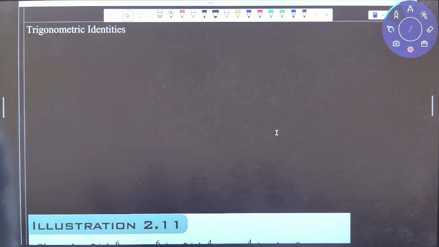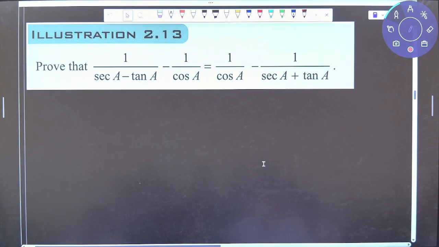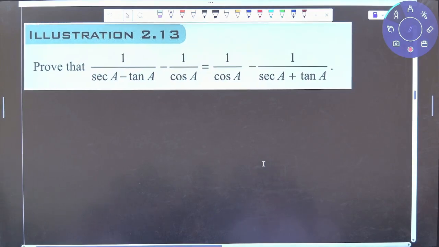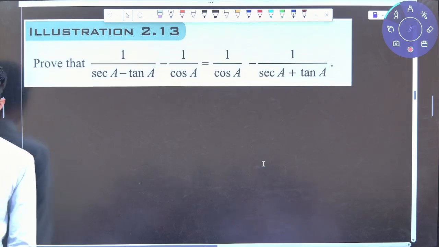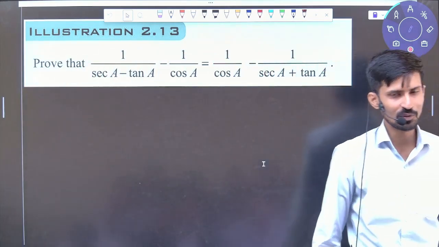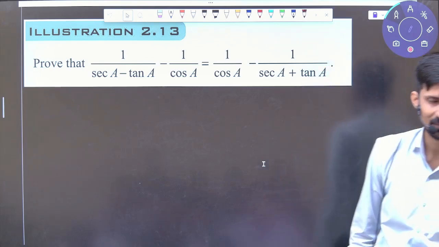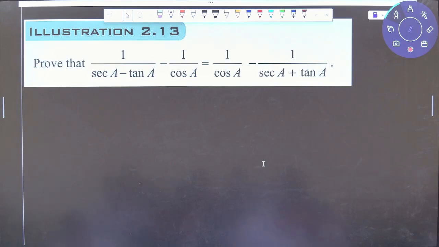Now we are moving to question 2.13. Wow, this will be fun. One of the best questions of trigonometry I have seen till now. Chalo, if you can prove it, I am giving you time. Prove this. You don't have to prove LHS and RHS both sides. Only you have to change LHS into RHS.